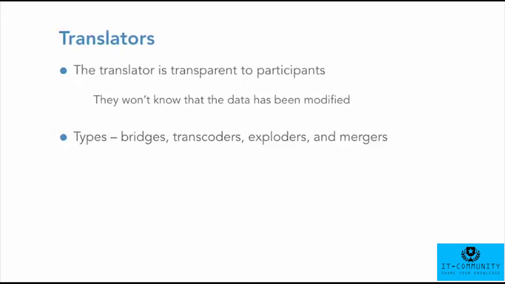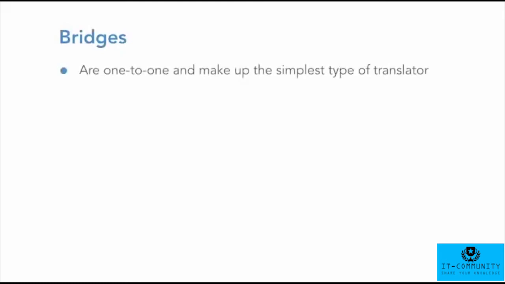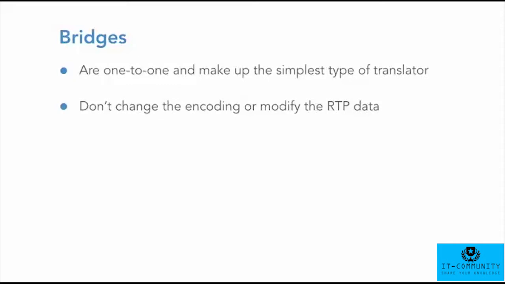Translators include bridges, transcoders, exploders, and mergers. Bridges are one-to-one and are the simplest kind of translator. A bridge doesn't change the encoding or modify the RTP data. However, it does provide a translation between different transport protocols.